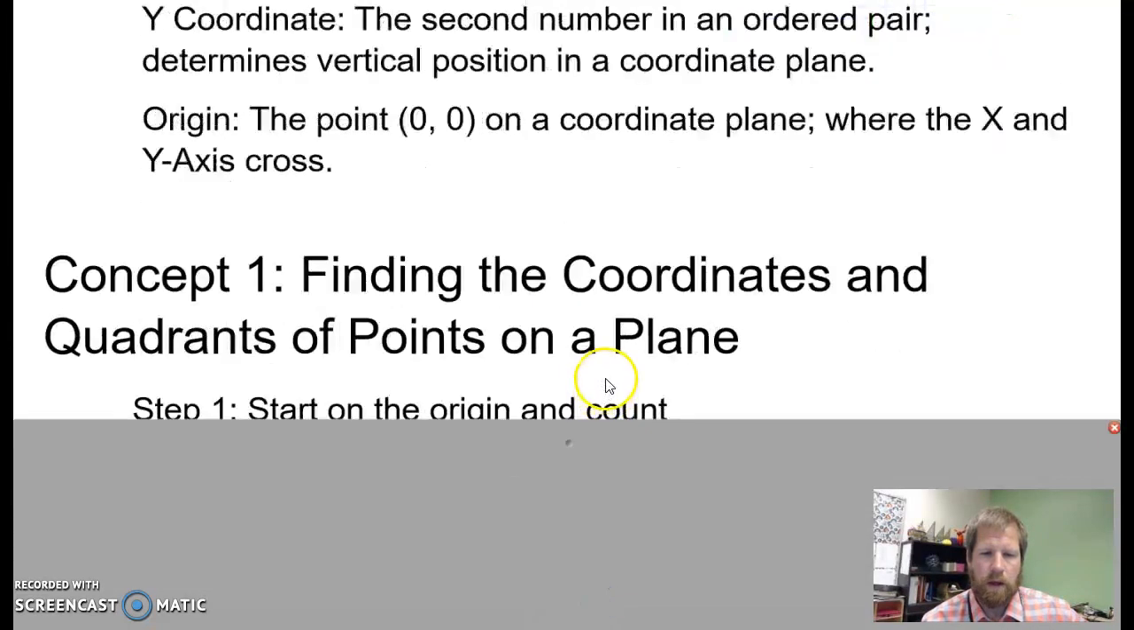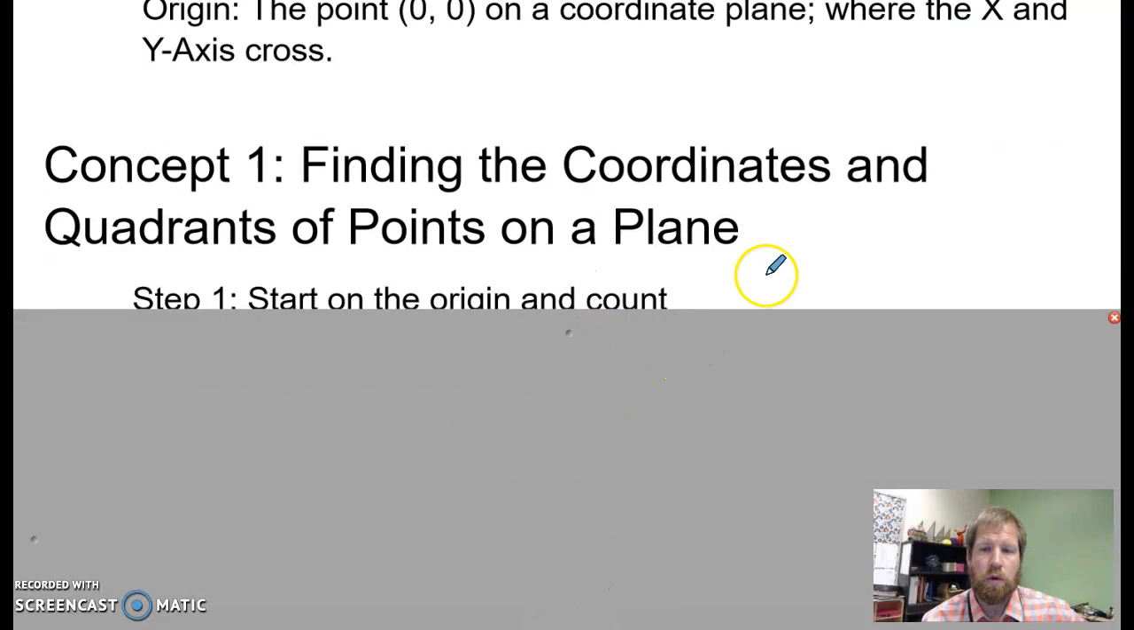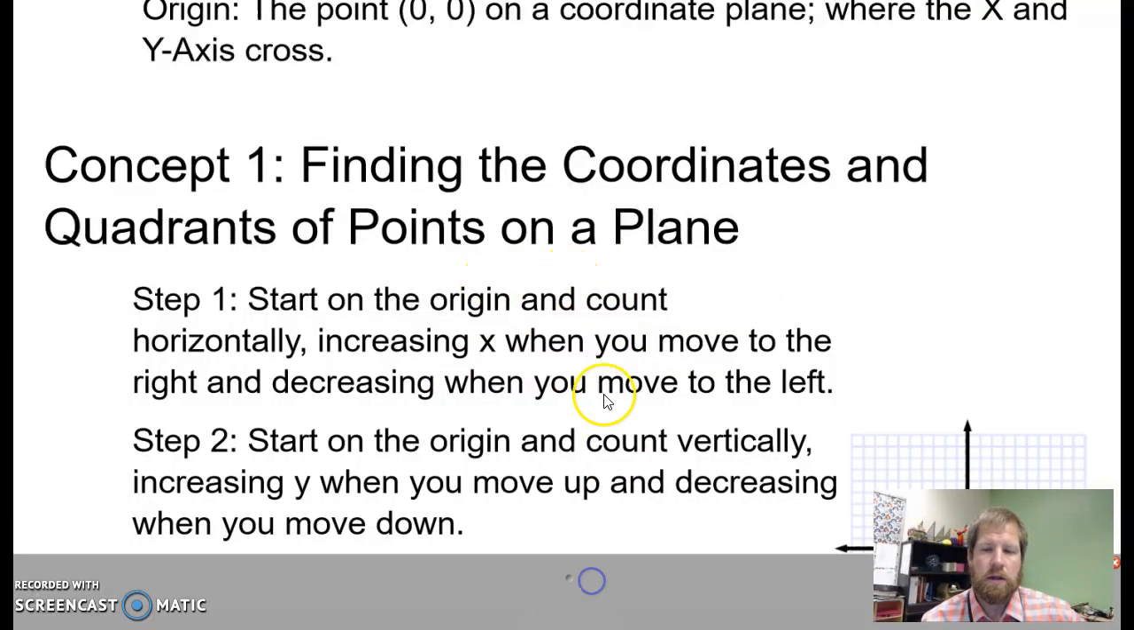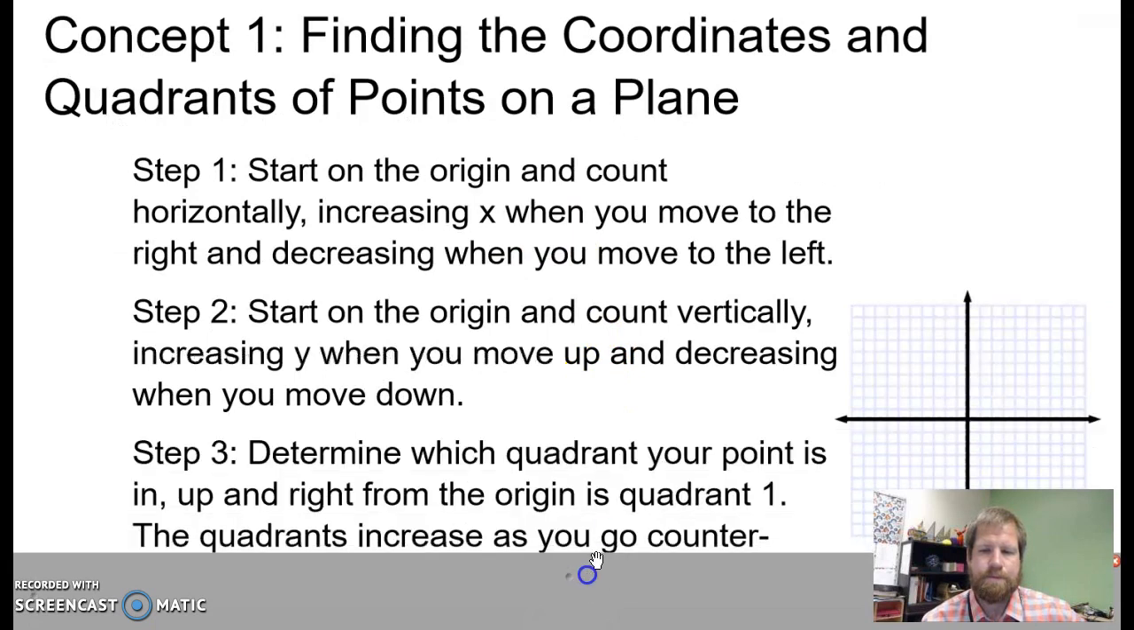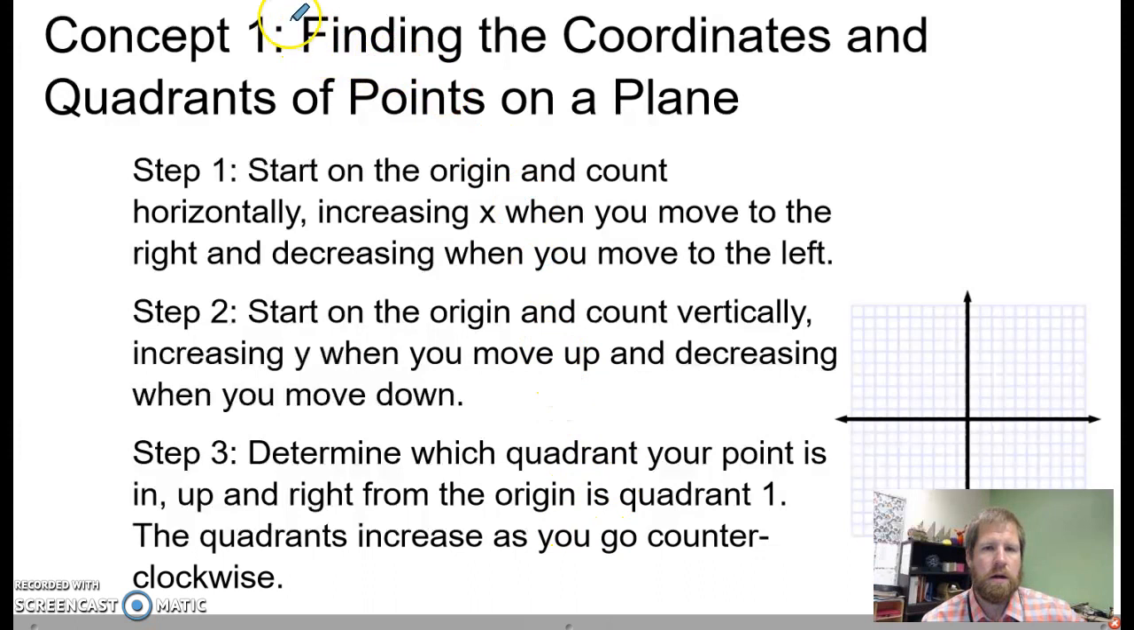All right. Concept 1, finding coordinates and quadrants of points on a plane. So if we're given a plane and there are points on that plane, one right here, another one over here, and we'll put this third one maybe right down here. Okay, so we've got 3 points on our plane.